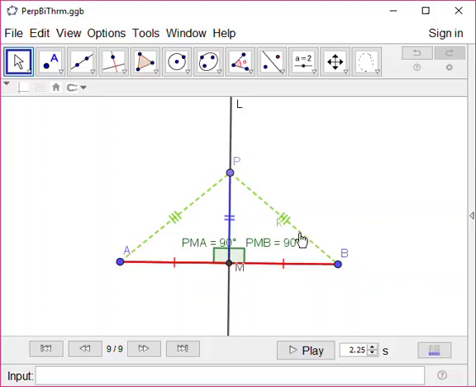Therefore, angle PMA is equal to angle PMB. These angles form a linear pair. Therefore, angle PMA and angle PMB are equal to 90 degrees, which means that PM is perpendicular to AB. But M is the midpoint of AB, hence PM is the perpendicular bisector.